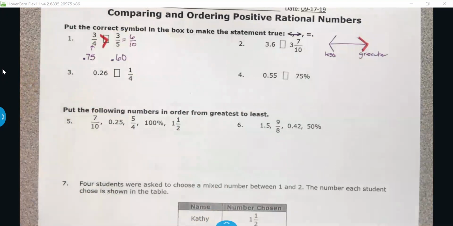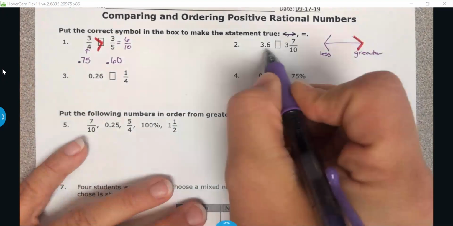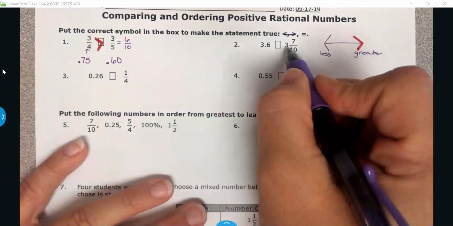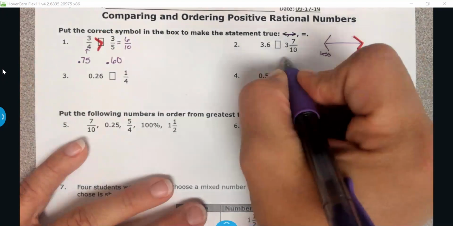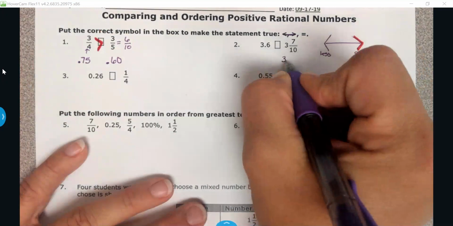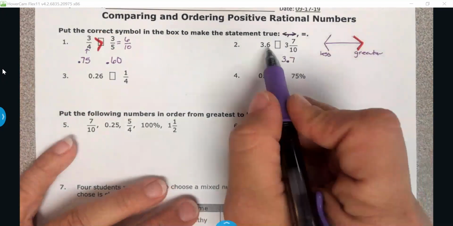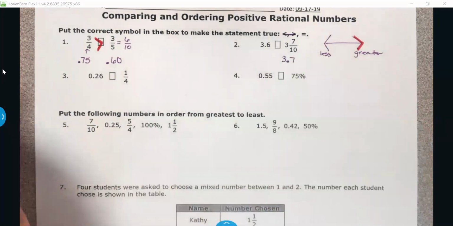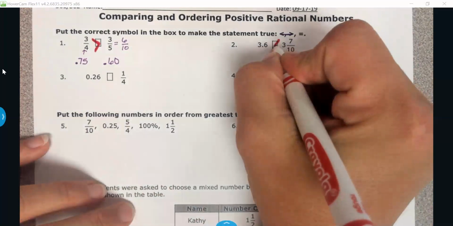So I'm going to go to number 2 and do the same thing. Now this is already a decimal, so let's focus on this one. So 3 7/10. Well, I can write 7/10 as 3.7. Now if I compare them, 3.6 is smaller than 3.7, therefore it is less than.